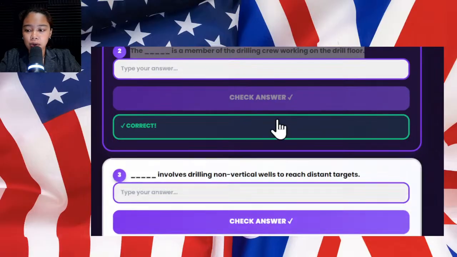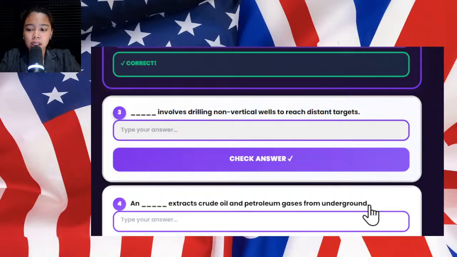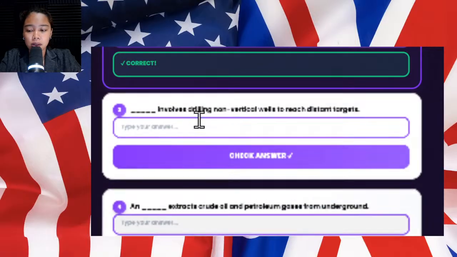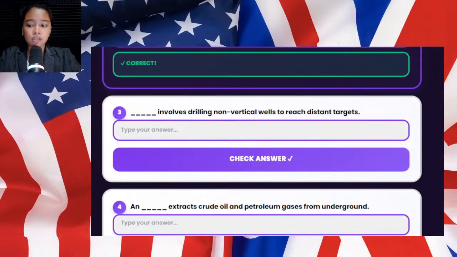Next, we move on to number three. Blank involves drilling non-vertical wells to reach distant targets. Okay, share your answers in 10 seconds.